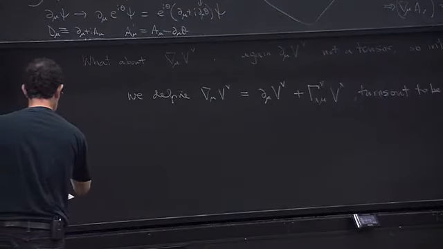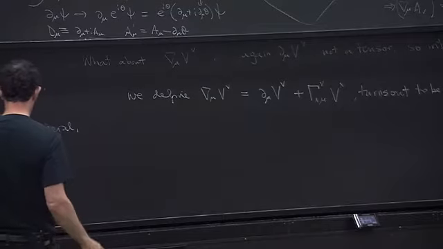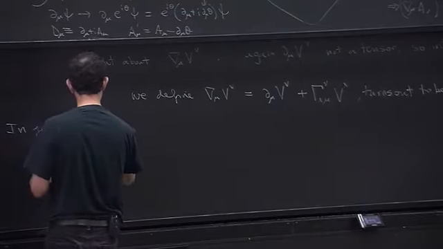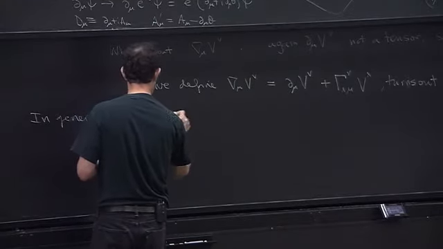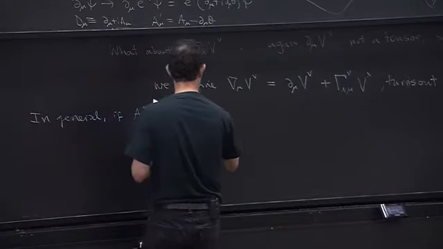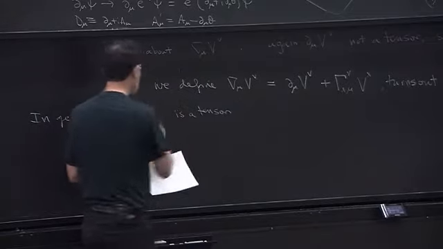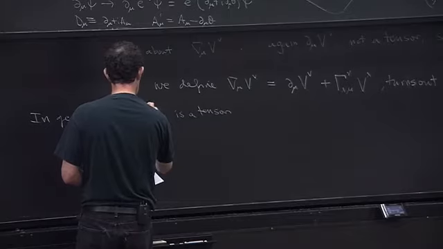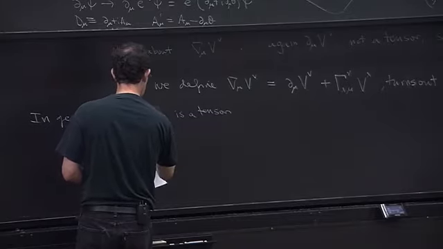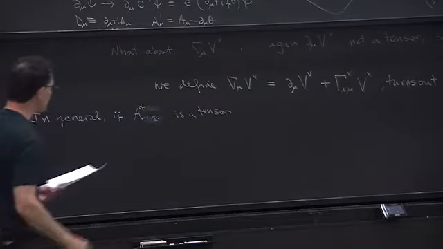So in general, if A alpha beta dot dot dot is a tensor, and the dots here just indicate any number of indices, let me keep them ordered, so some number of upstairs indices and some number of downstairs indices.